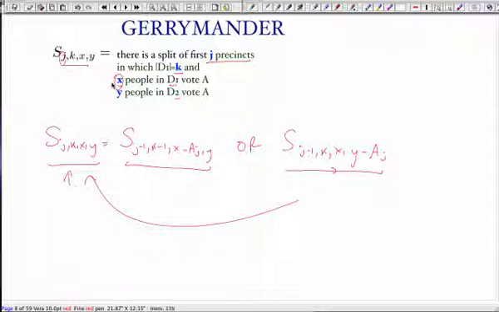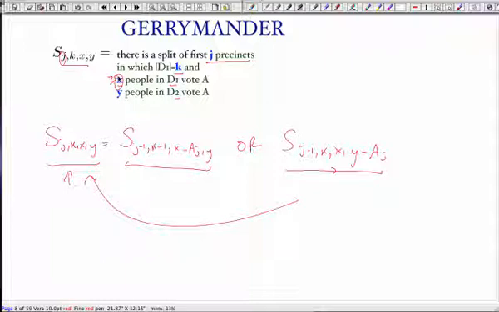Well, he's suggesting that we redefine this variable so that it says there exists a split of the first j such that k are in D1 such that at least x people vote for party A, not exactly x. Perfect. Because it's written as exactly x, you get it because she already has one. Yes.